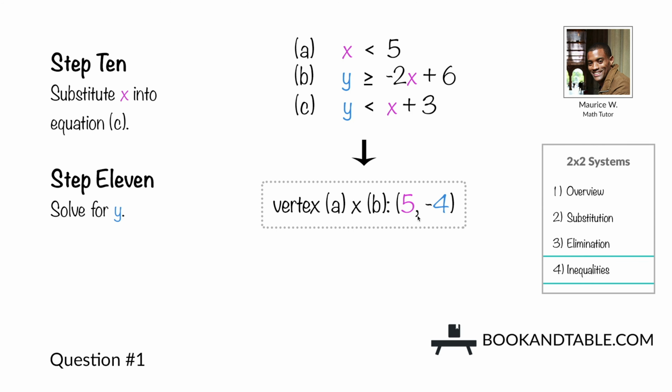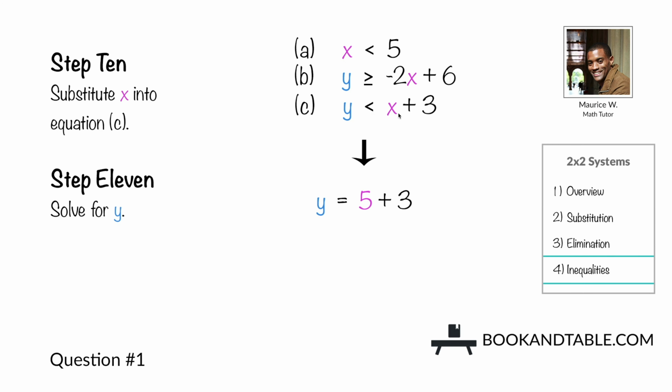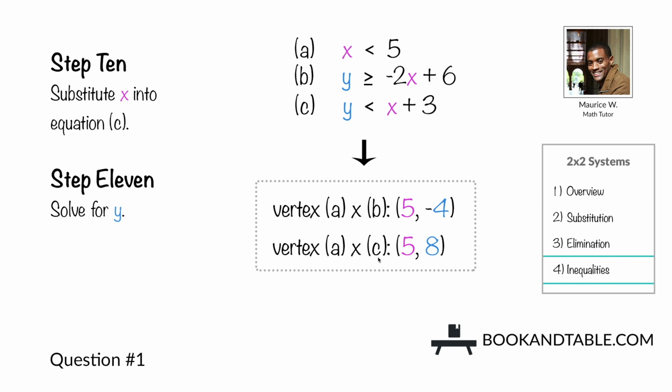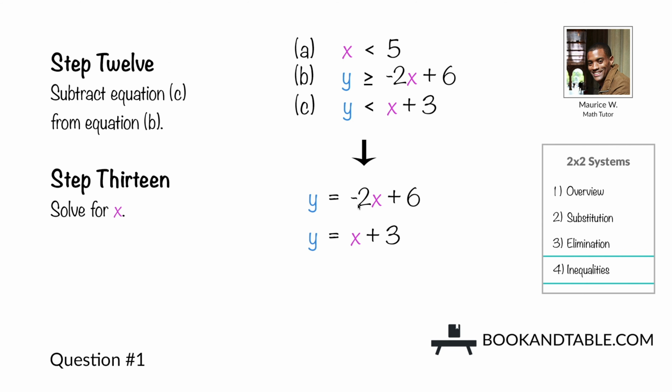And now for AC, step 10, substitute x is equal to 5 into equation C, x plus 3, giving us y is equal to 5 plus 3, which is 8. So vertex AC is where x is 5 and y is 8. So now we have two of the vertices. And now we want to find the vertex where B and C cross each other. So we write those two equations out.